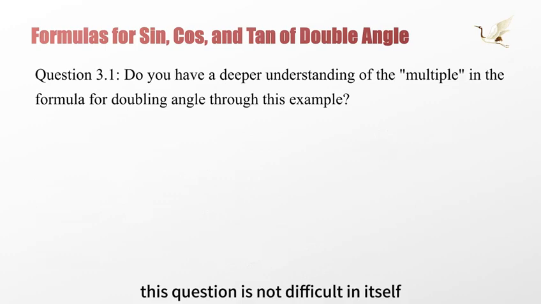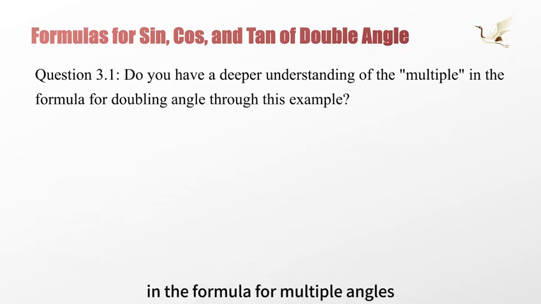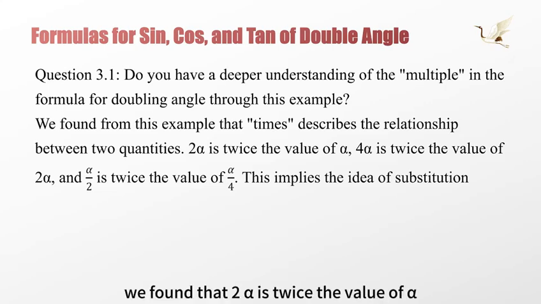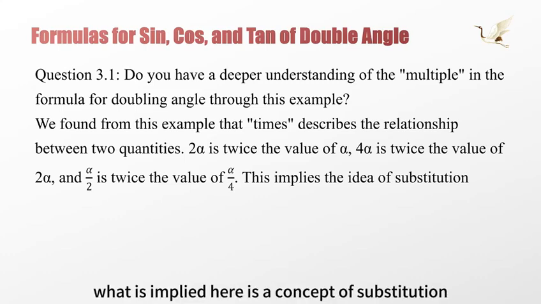This question is not difficult in itself, so please think about it. Through this example, do you have a deeper understanding of the multiple in the formula for multiple angles? We found that 2 alpha is twice the value of alpha, which describes the relationship between two quantities. As stated in the formula, 4 alpha is twice the value of 2 alpha, similar to the problem we just solved. In the future, you may see that half alpha can be seen as twice 1/4 of alpha. What is implied here is a concept of substitution.